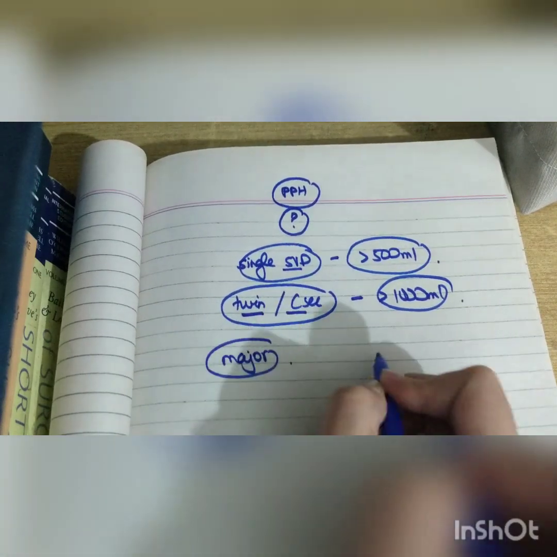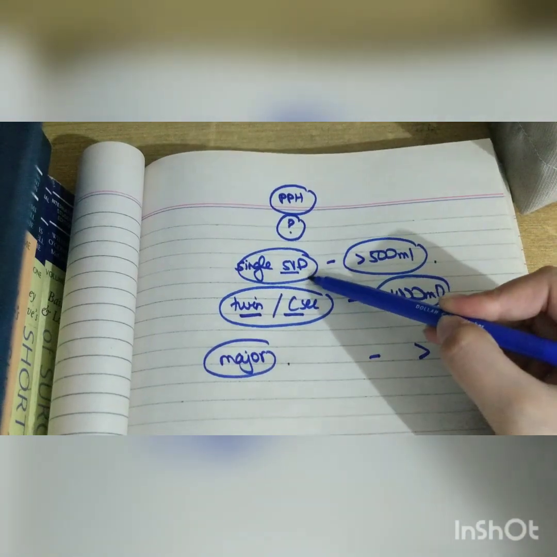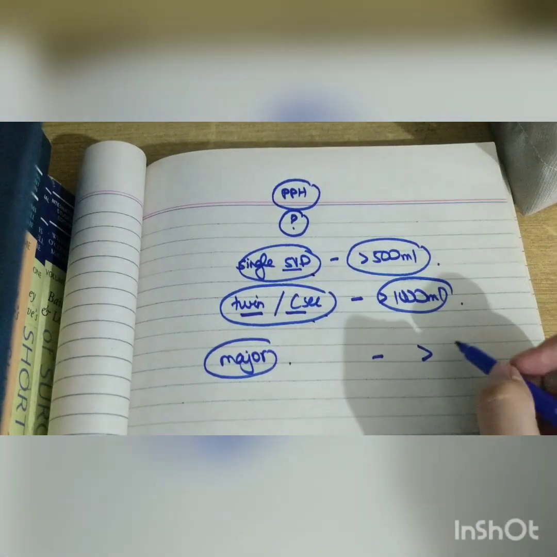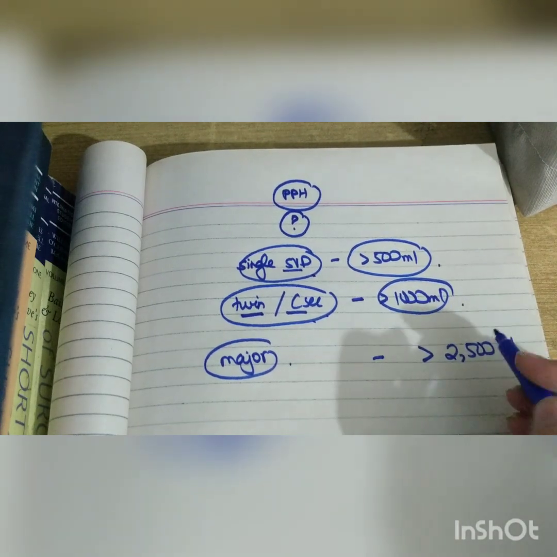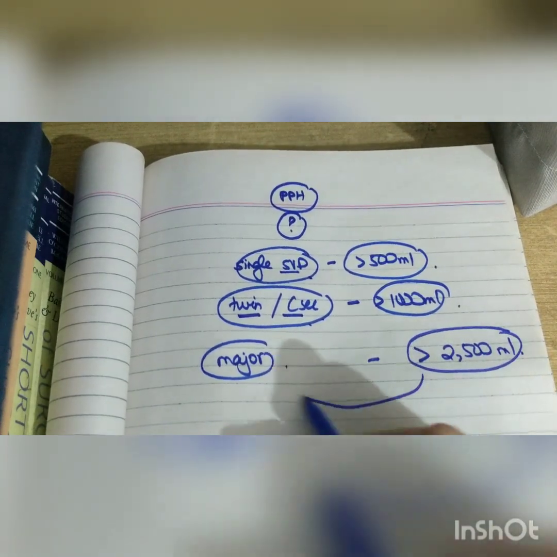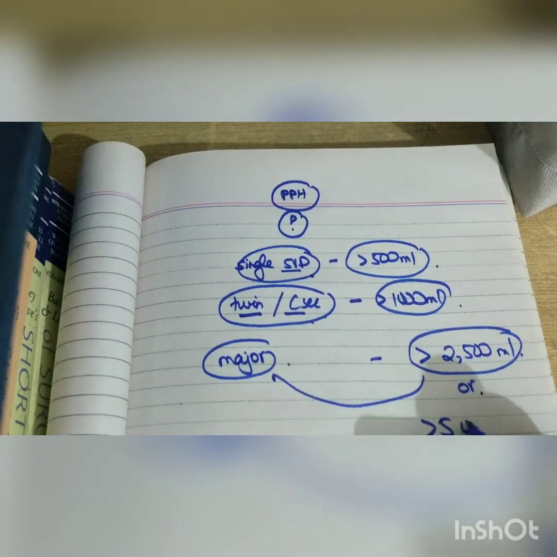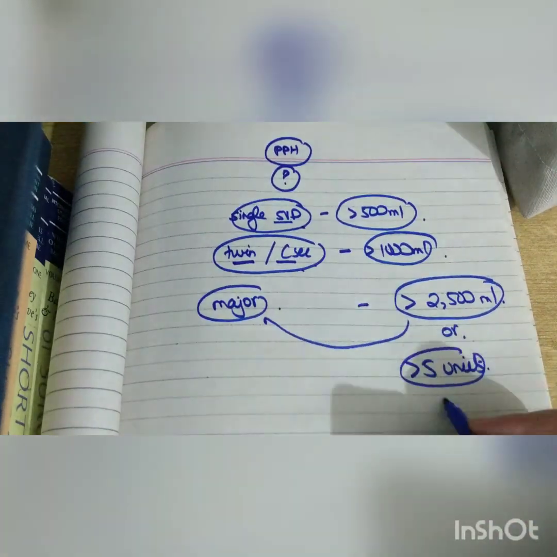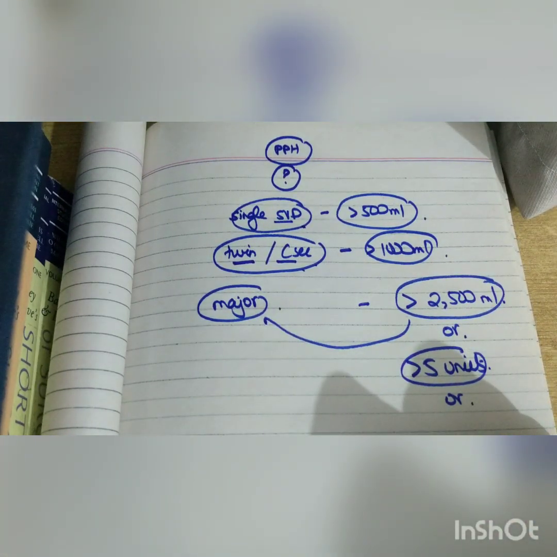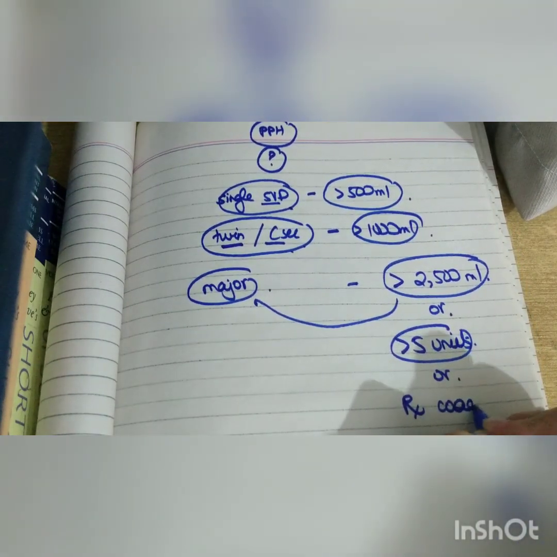So what is a major obstetric hemorrhage? When overall blood loss, regardless of whether it is a single vaginal delivery or a twin or a C-section, is more than 2500 milliliters, then that is called a major obstetric hemorrhage. Or if there is transfusion of more than 5 units of blood, or if there is a fall in hematocrit, or if the patient is requiring treatment for coagulopathy.